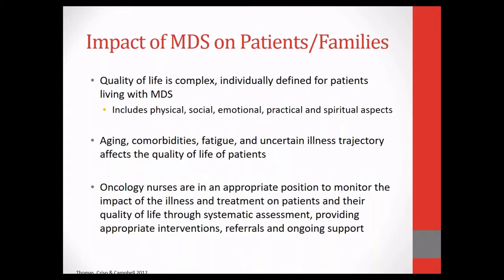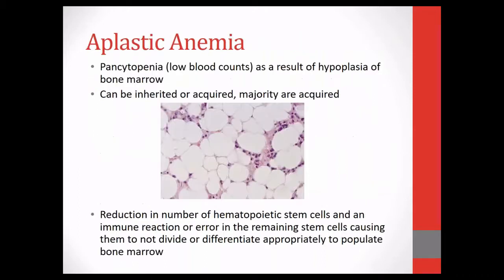The impact of MDS on patients and families is that the quality of life is very complex and can be individually defined for patients living with MDS. It includes looking at patient supportive care needs, including physical, social, emotional, practical, and spiritual needs, as well as looking at aging, comorbidities, and fatigue, and having an uncertain illness trajectory can affect the quality of life of patients. Therefore, oncology nurses are in an appropriate position to monitor the impact of the illness and treatment on patients and their quality of life through systematic assessment and providing appropriate interventions, referrals, and ongoing support.